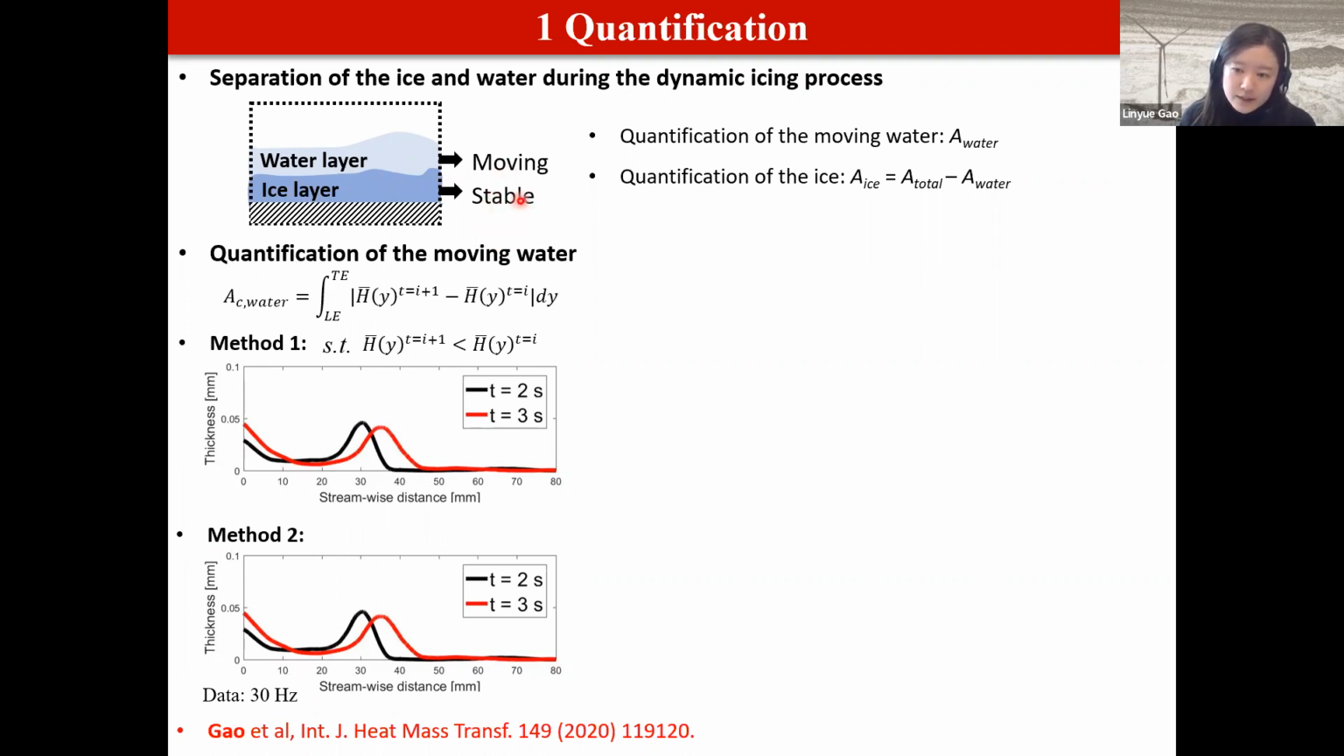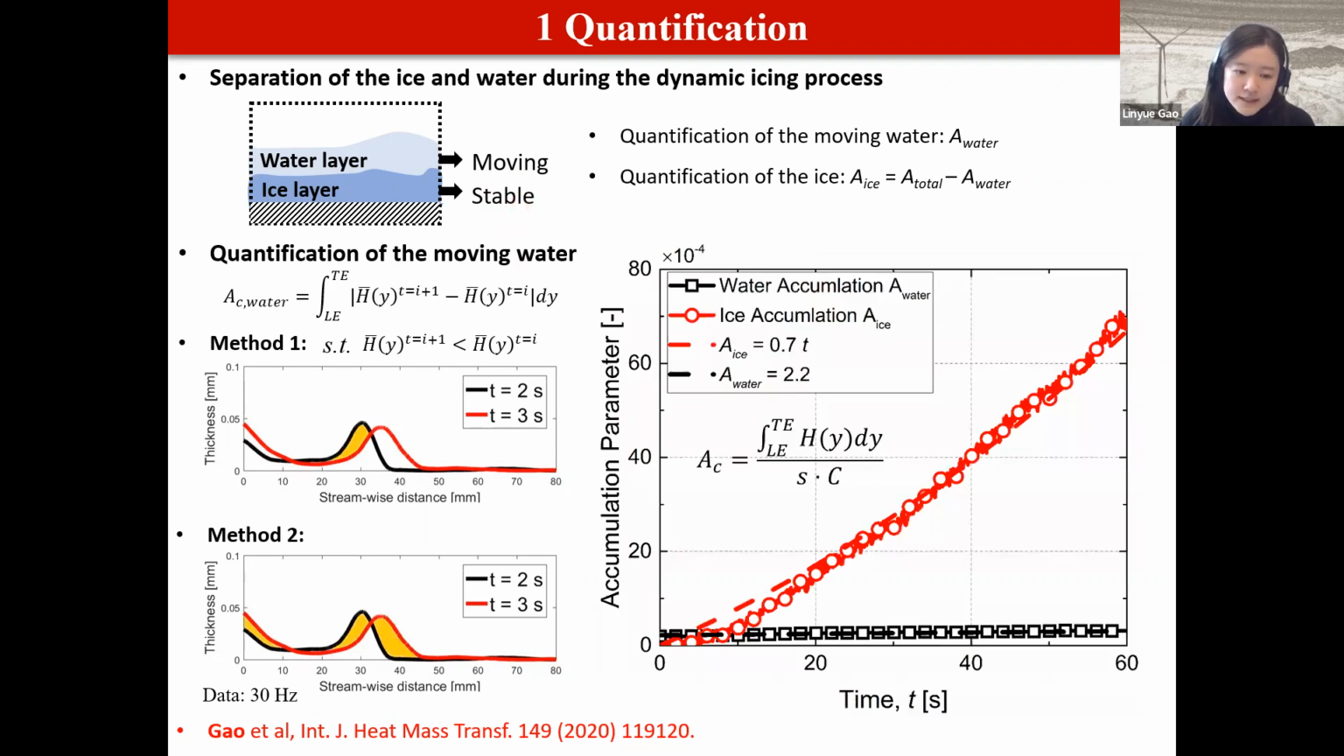Therefore, by comparing the sequence images, we can identify the moving parts and use them to represent the amount of water, and the unmoving parts will be the ice. Based on it, we can find the ice accretion as a function of time, and we found that it actually has a linear relationship with respect to time. If you are interested in our DIP technique and icing physics, you can directly go to our paper published in the International Journal of Heat and Mass Transfer.